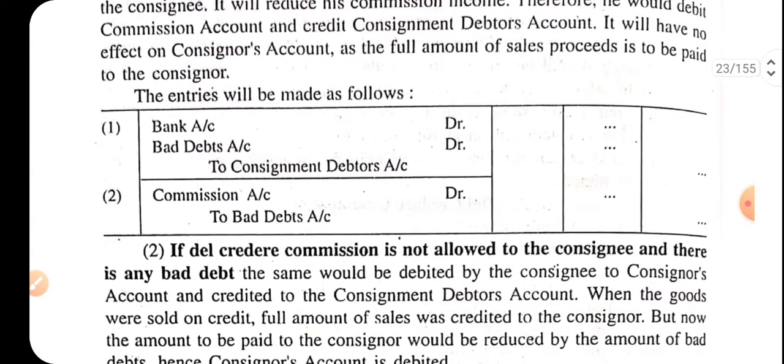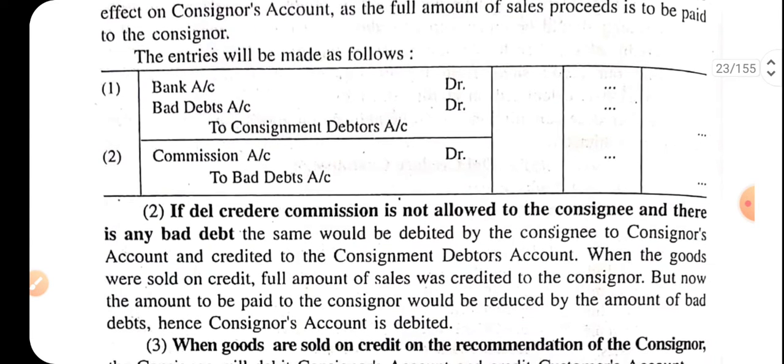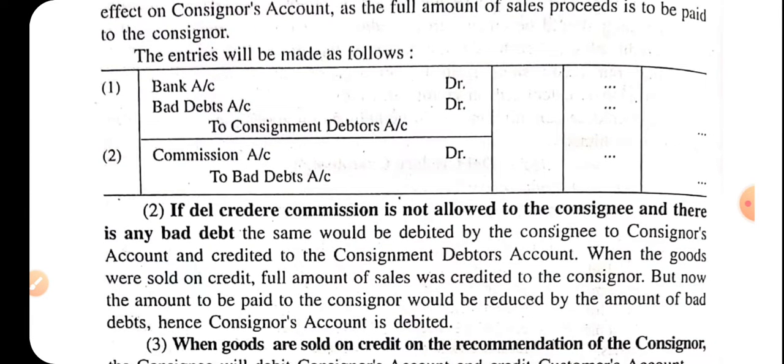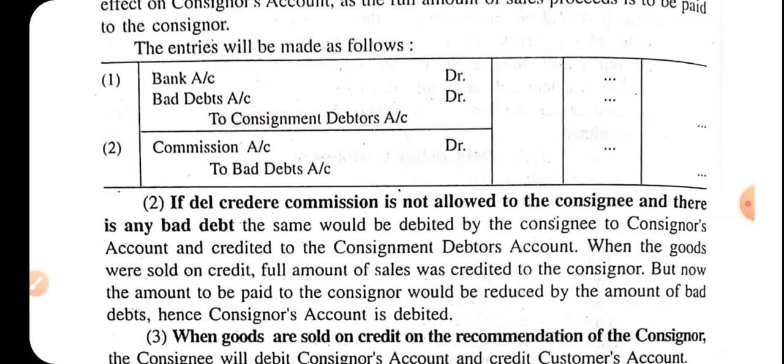So in the journal entries, the money that is received is debited to the bank account. The amount that is not received from the debtor, it means you have made a credit sale and the person to whom you made the credit sale is considered your debtor. So bank account debit for the money paid by the debtor, and the money not paid by the debtor is considered as bad debts account, and the consignment debtor account is credited.